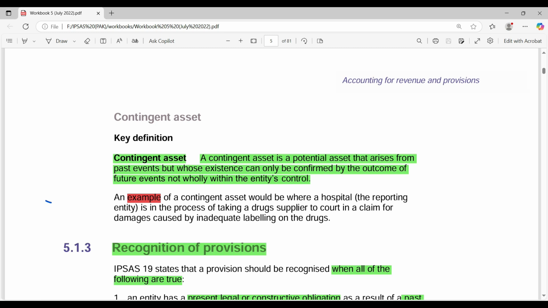Now at this position, it is a contingent asset for the hospital, and it is disclosed in the notes that there is a case in the courts and the decision will decide whether it will be our asset or not.